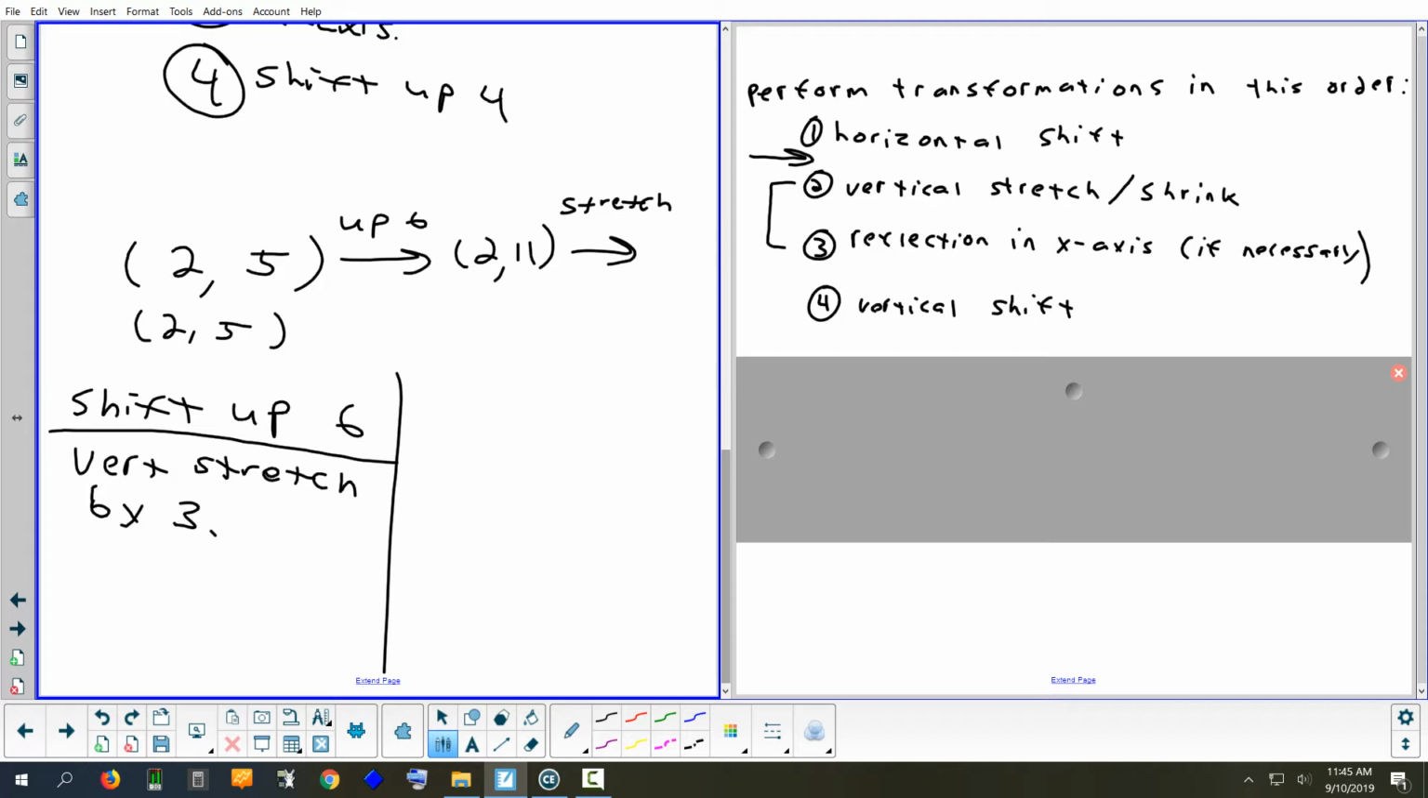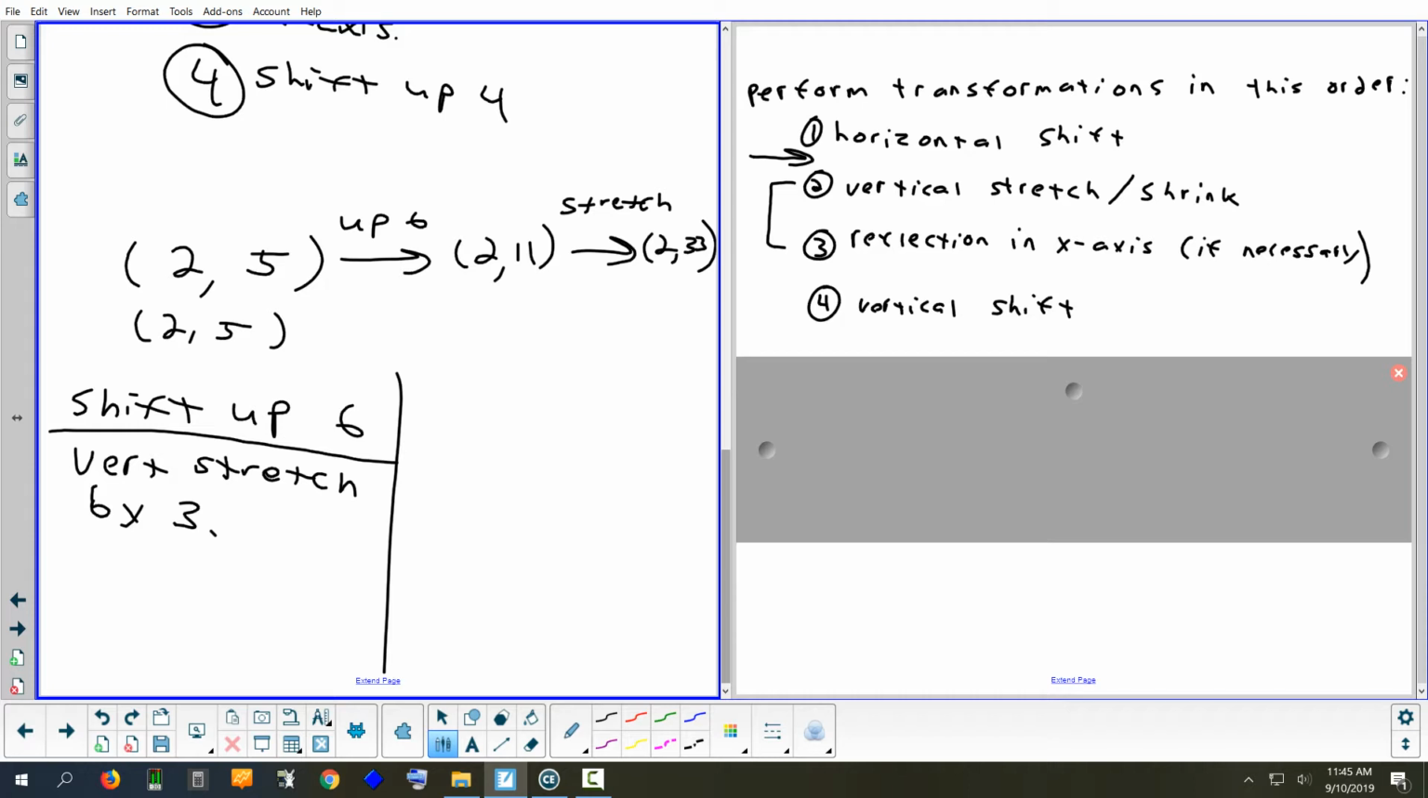Remember, which way are we stretching it? So over at 14, 2, 14. Well, what kind of stretch is it? Vertical, and stretch is a multiplication. Okay, so 2, 3, 3. So that's where that point would go if you did those transformations in that order.